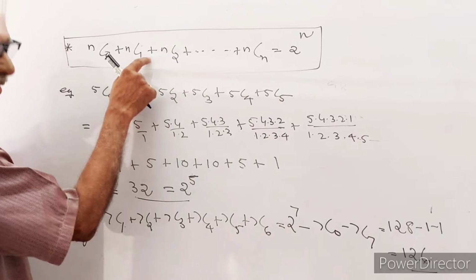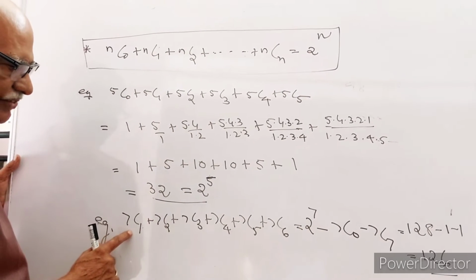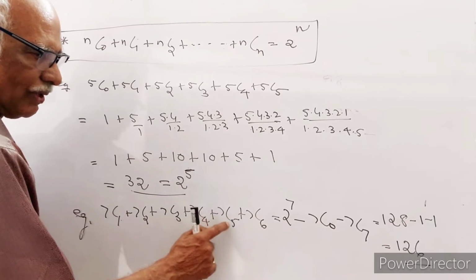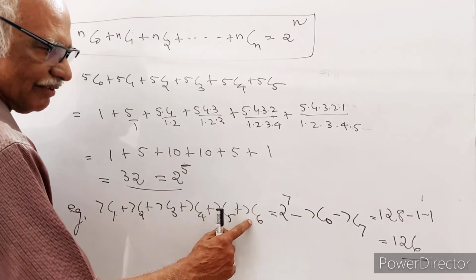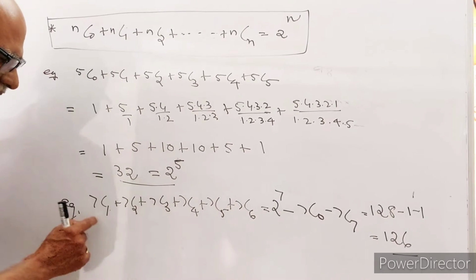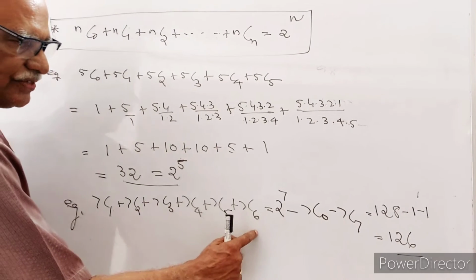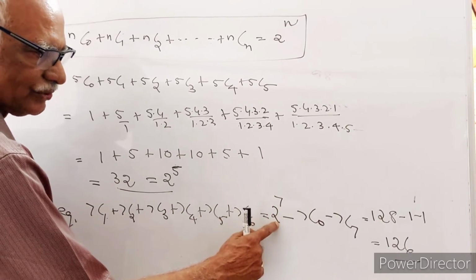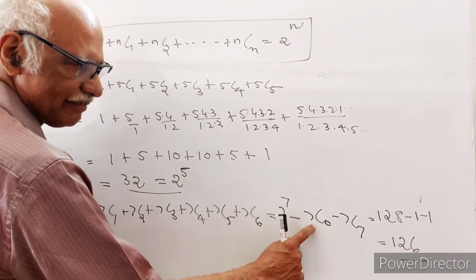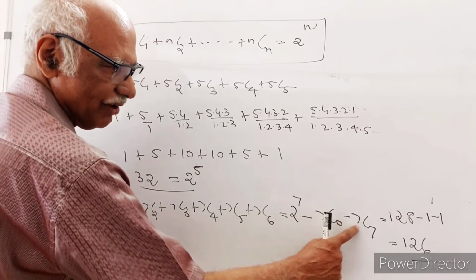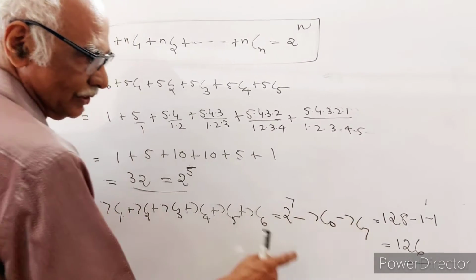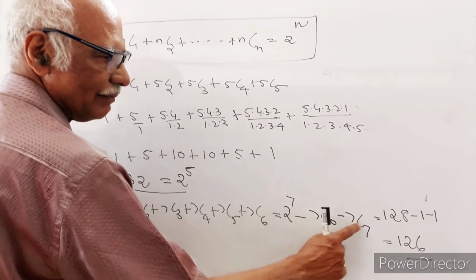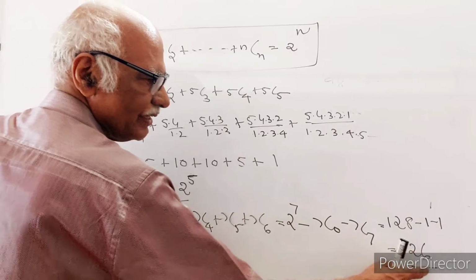This formula comes there. Now for example, if 7C1 plus 7C2 plus 7C3 plus 7C4 plus 7C5 plus 7C6 is required, we add 7C0 and 7C7 and write it is 2 raised to 7. So the final answer is 2 raised to 7, taking away 7C0 and 7C7. So finally it is 2 raised to 7, 128, minus 1 minus 1. It is 126.